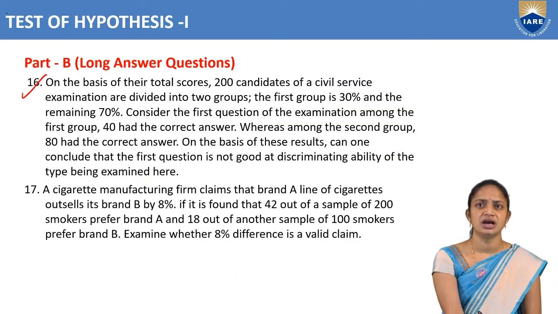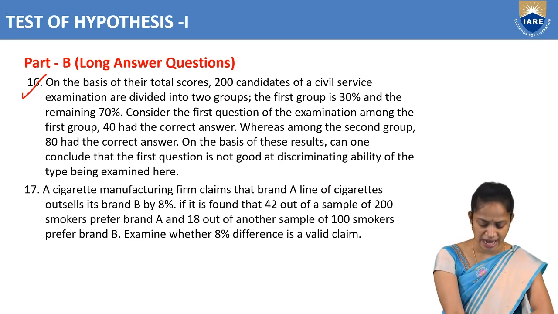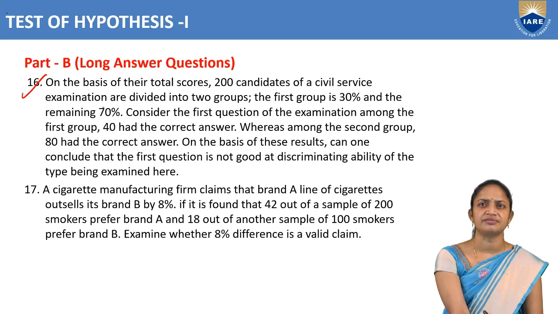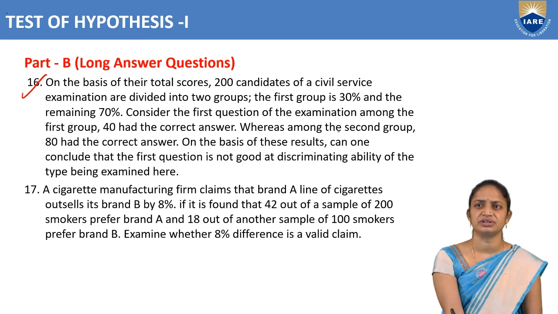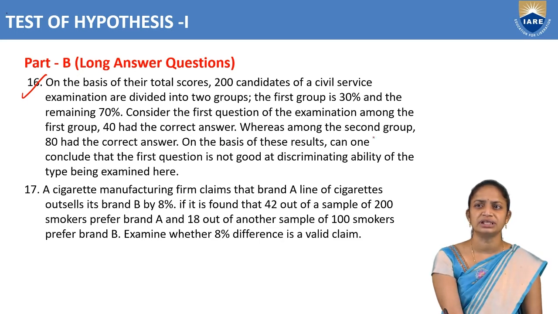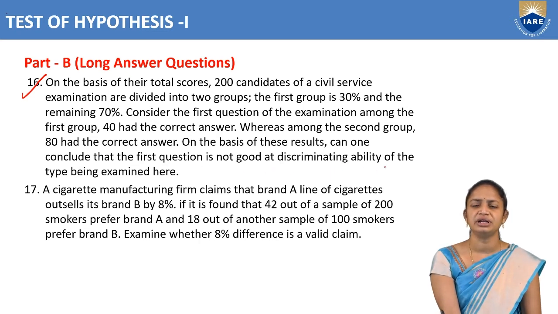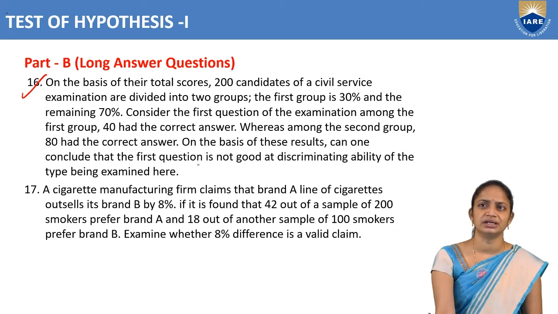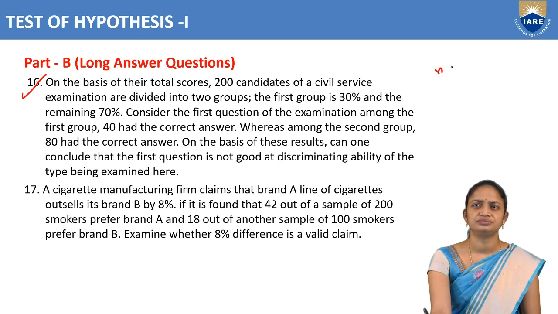Now coming to the next question: on the basis of the total scores, 200 candidates of a civil service examination are divided into two groups. The first group is 30% and the second group is 70%. Consider the first question of the examination. Among the first group, 40 had the correct answer, whereas among the second group, 80 had the correct answer. On the basis of these results, can we conclude the first question is not good at discriminating ability of the type being examined here? So here they have given the n value.